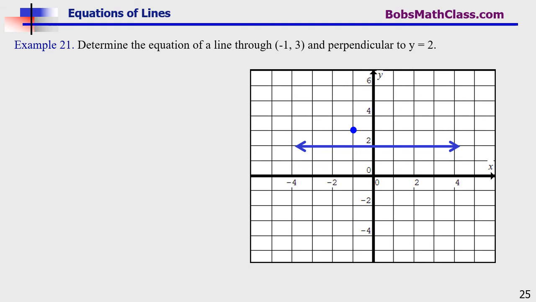So perpendicular, does that mean it's going to go in the same direction, or is it going to cross it? Yeah, perpendicular, it has to meet at a 90-degree angle, so it's got to be a vertical line. So what is the equation of that vertical line? Is that an x equals or a y equals? Yeah, it's x equals. So then we take the x value of our point, so the answer is x equals -1.